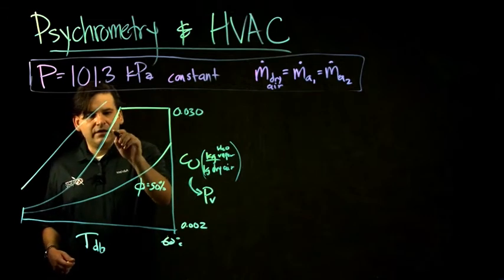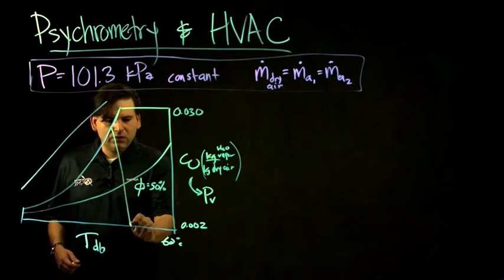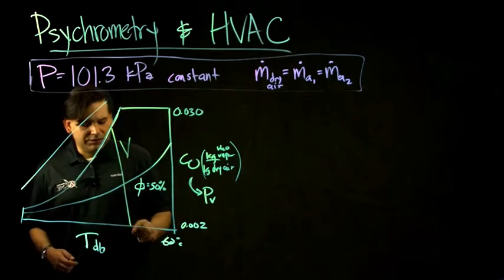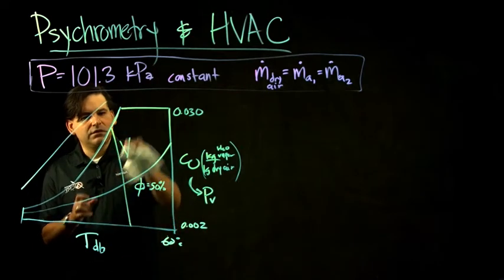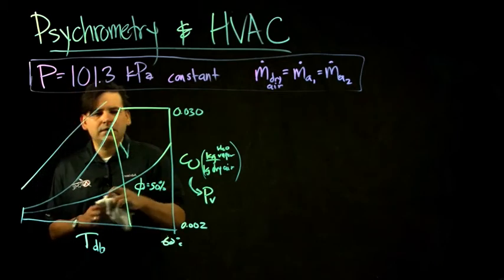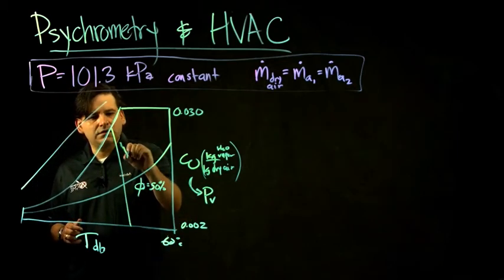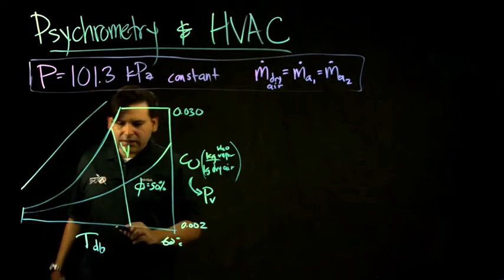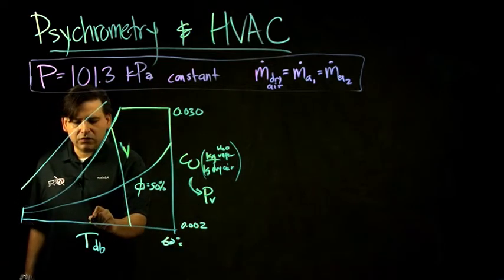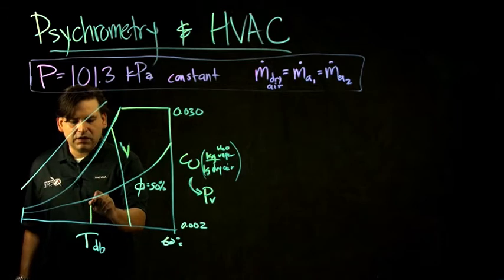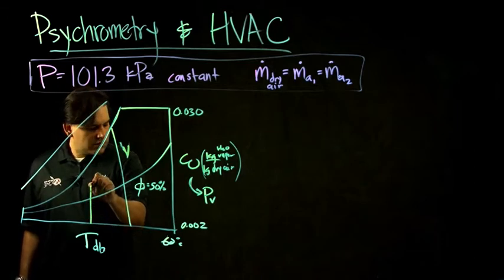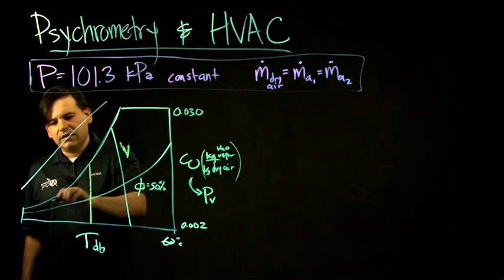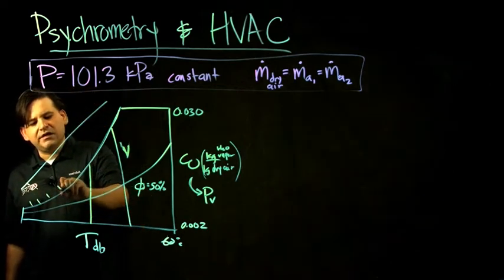Another line here goes kind of like this, and is the specific volume. It's a little v, baby v. Another line that goes up would be constant temperatures. Those are constant temperature lines.